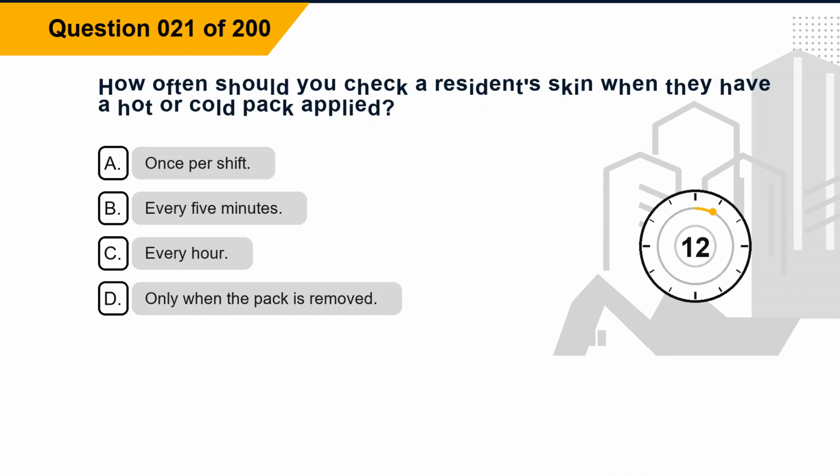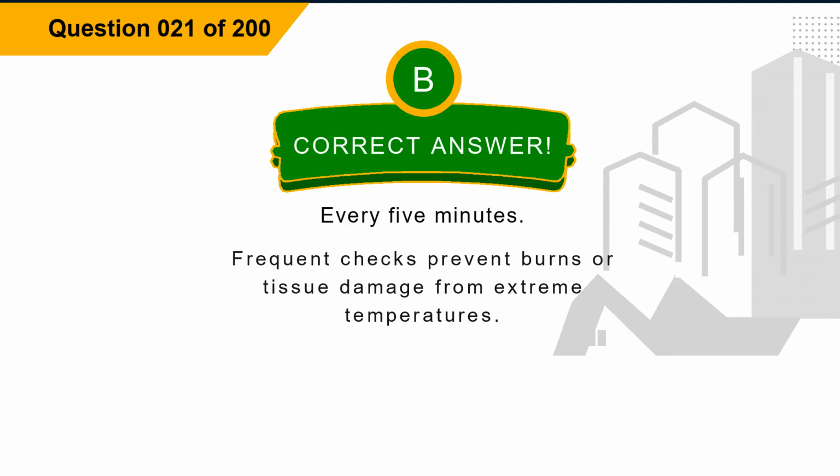Question 21. How often should you check a resident's skin when they have a hot or cold pack applied? Option A, once per shift. Option B, every 5 minutes. Option C, every hour. Option D, only when the pack is removed. The correct answer is option B, every 5 minutes. Explanation. Frequent checks prevent burns or tissue damage from extreme temperatures.